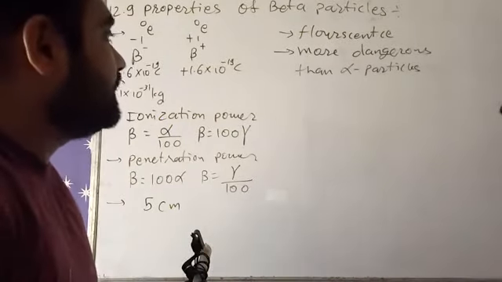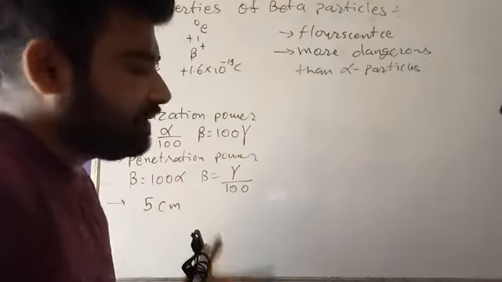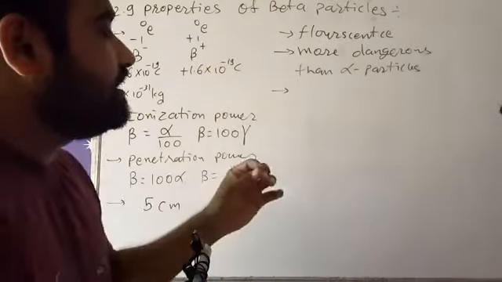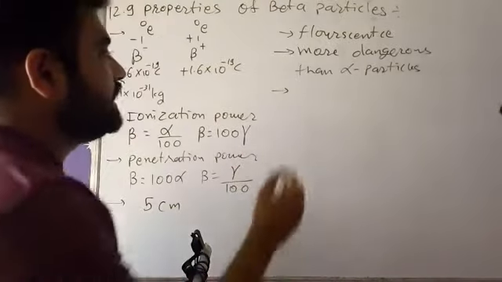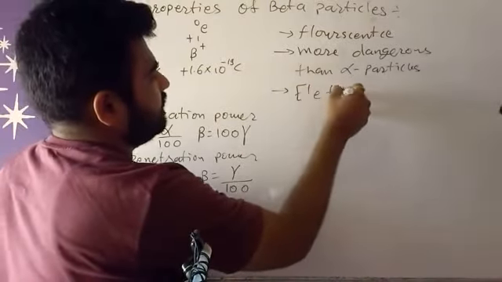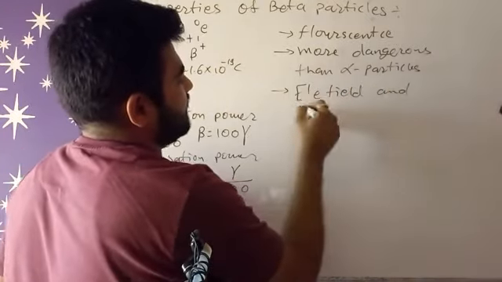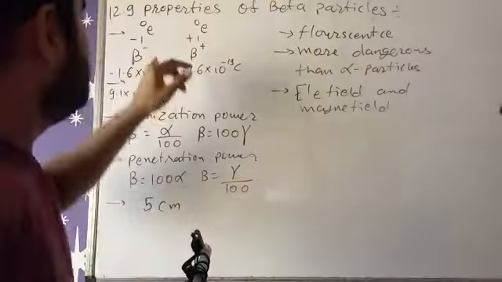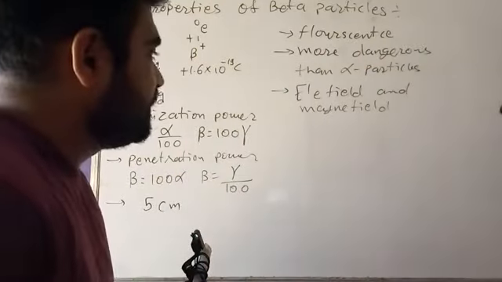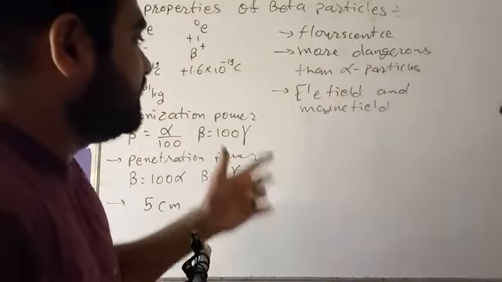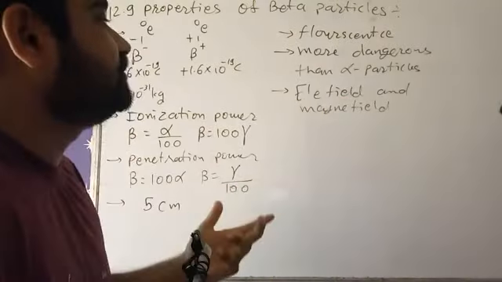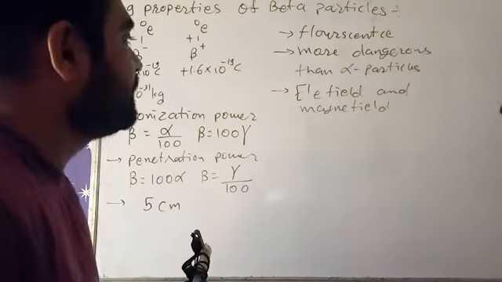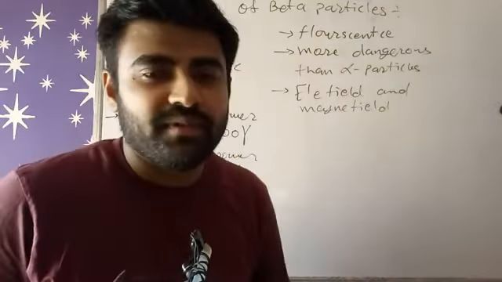See, beta particle speed is more than alpha particle that we know, and also beta particles can give deflection in electric field and magnetic field. Because see, beta particles, we know that it is made up of electrons or positron. So either charge gives deflection in electric field and magnetic field, both the fields. So these are the properties of beta particles.